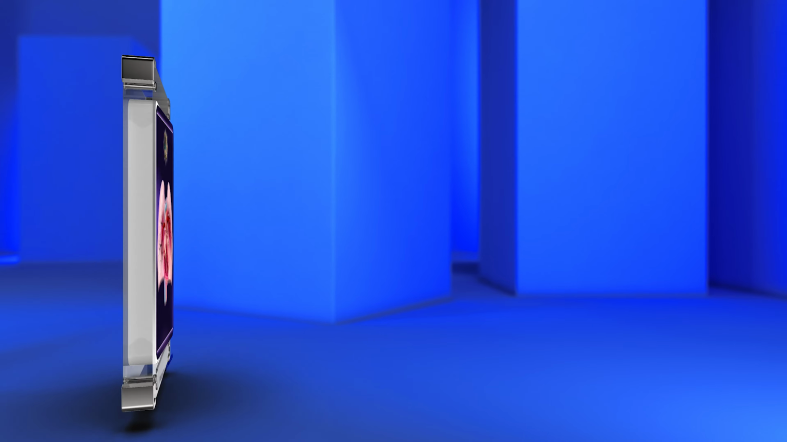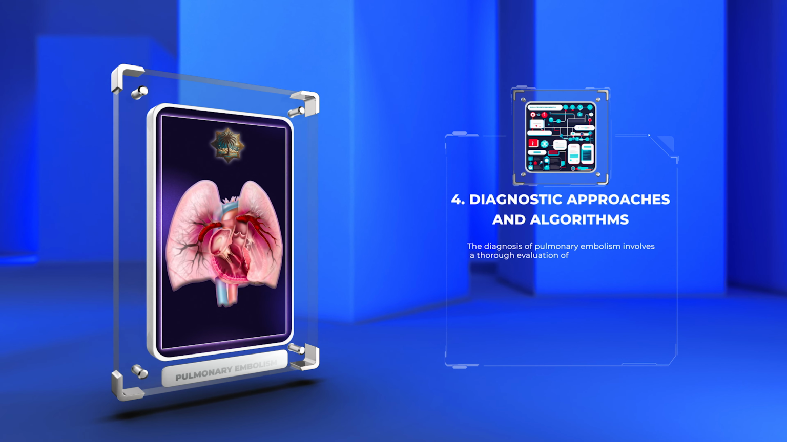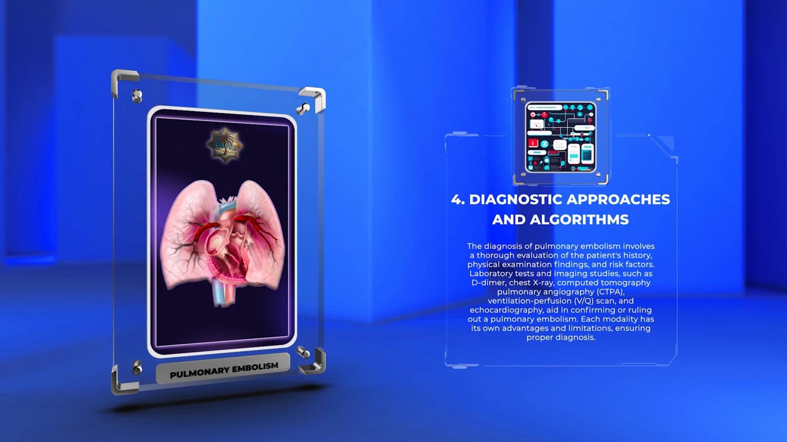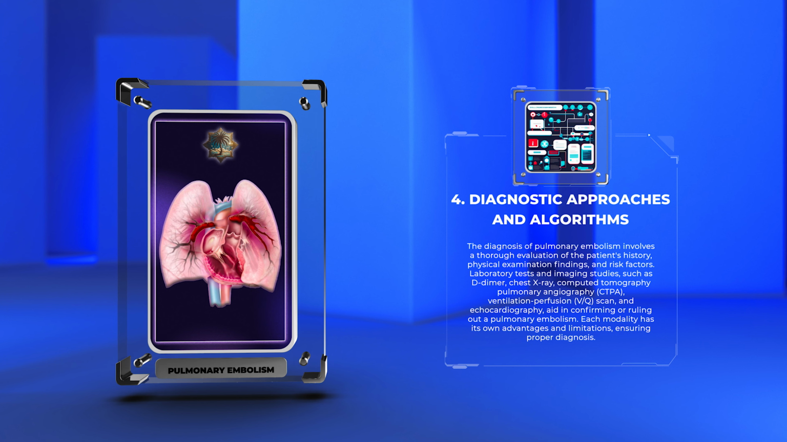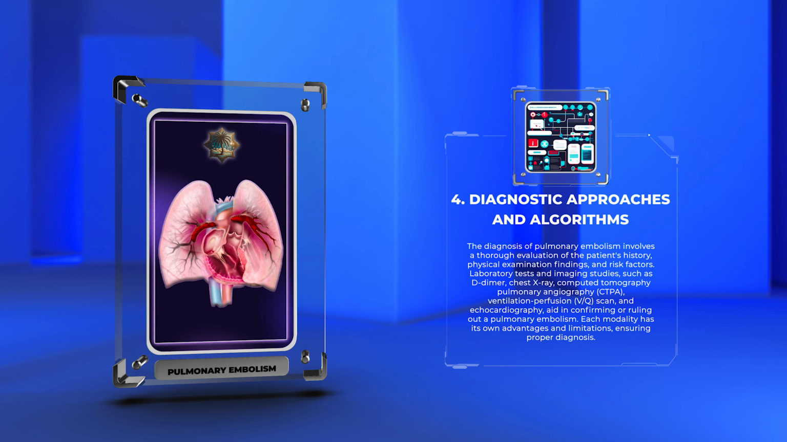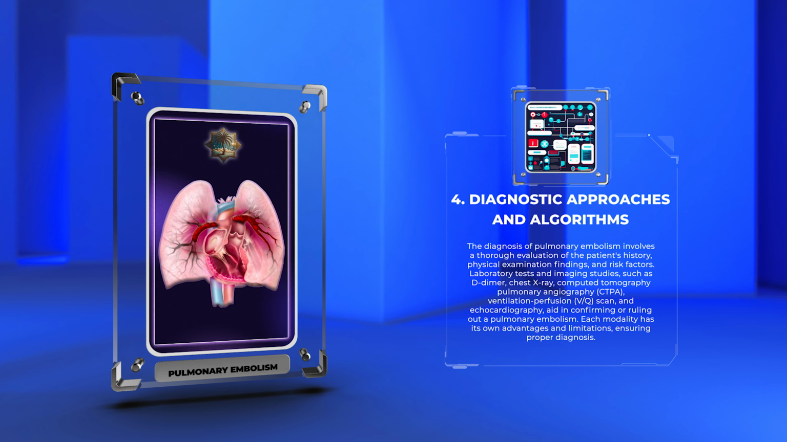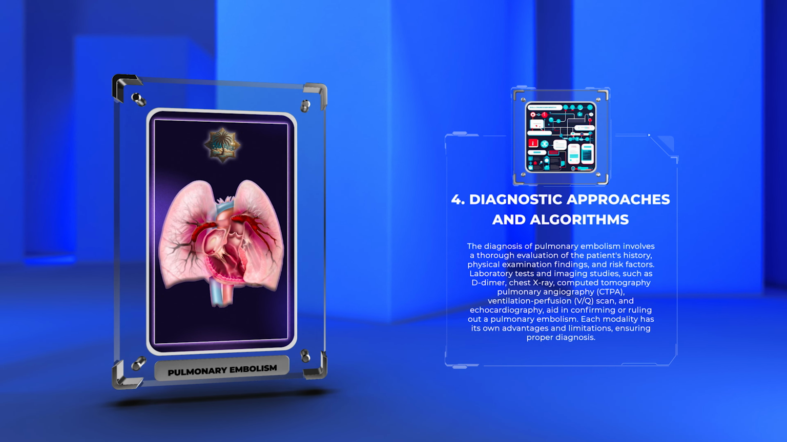The diagnosis of pulmonary embolism involves a thorough evaluation of the patient's history, physical examination findings, and risk factors. Laboratory tests and imaging studies, such as D-dimer, chest X-ray, computed tomography pulmonary angiography (CTPA), ventilation perfusion (VQ) scan, and echocardiography, aid in confirming or ruling out a pulmonary embolism. Each modality has its own advantages and limitations, ensuring proper diagnosis.